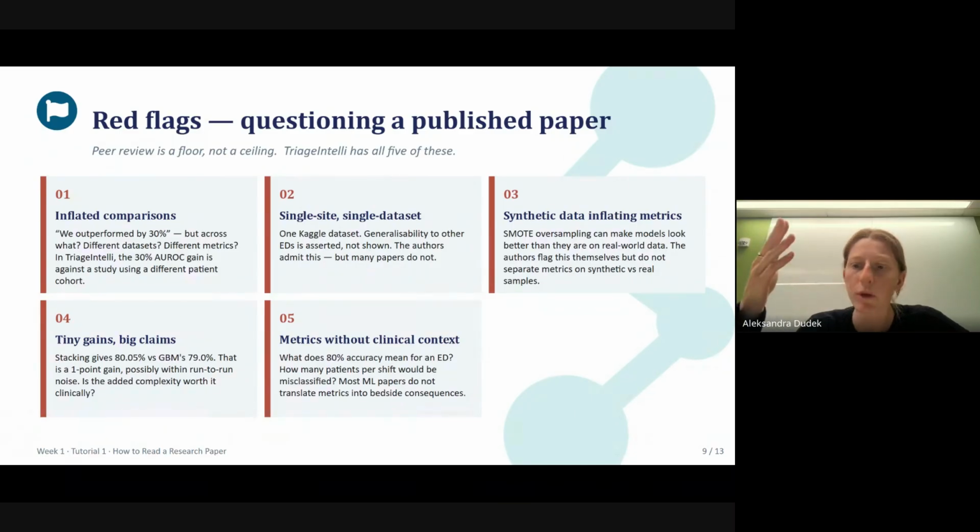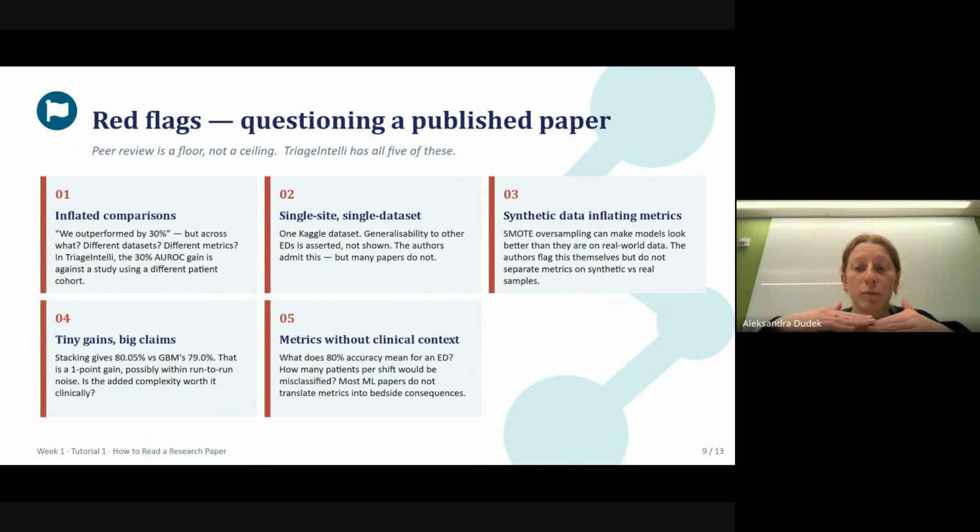But we want to listen to and train that inner skeptic within us to understand, is this work worth my time to read and learn from? And so as is outlined here, peer review is a floor, not a ceiling. And so you want to recognize that academia is a field that is built upon looking at each other's work, but there is a minimum bar that just has to be met.